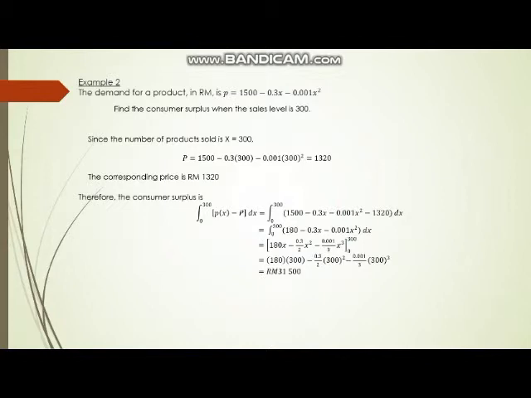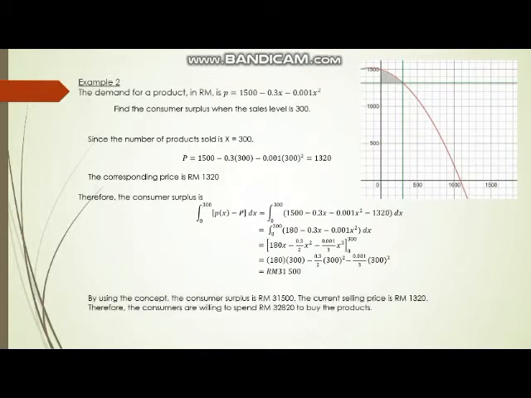After solving the equation, we will obtain 31,500 ringgit. In conclusion, by using the concept, the consumer surplus is 31,500 ringgit. The current selling price is 1,320. Therefore, the consumers are willing to spend 32,820 to buy the product.